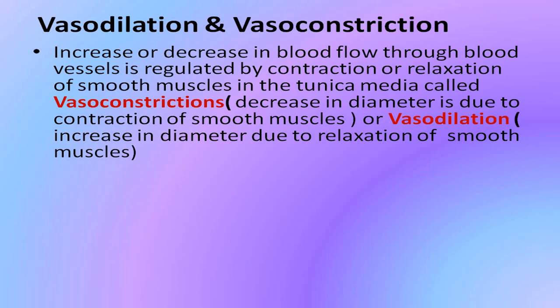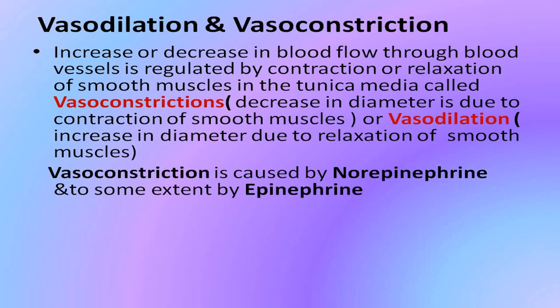Now the vasodilation and vasoconstriction. Vaso means vessels and dilation means increase in diameter of the blood vessel, and vasoconstriction is decrease in the diameter of the blood vessel. Increase or decrease in blood flow through blood vessels is regulated by contraction or relaxation of the smooth muscles present in the tunica media. That is called vasoconstriction when there is a decrease in diameter due to contraction, and vasodilation when there is an increase in the diameter due to relaxation of smooth muscles in the tunica media.